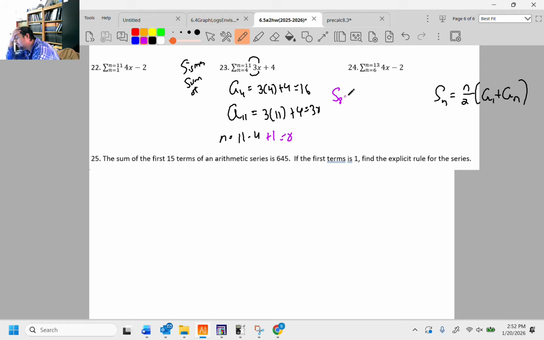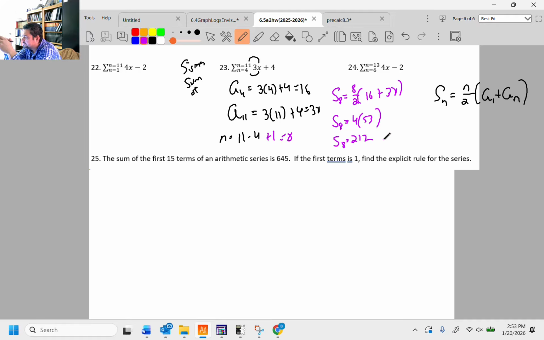And then I'm going to feed my little formula. The sum of 8 things is the number of things, 8, over 2, times the first term, which was 16, plus the last term, which was 37. Let's see, I'm just going to do it by hand. We got 16 and 37, I believe, is 53. 54, 53. I was right the first time. And 4 times 53 is going to be 212.